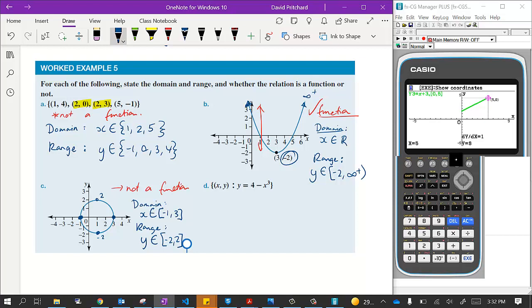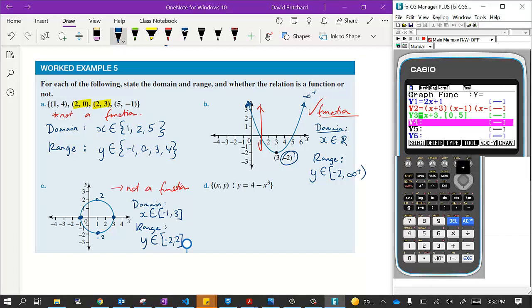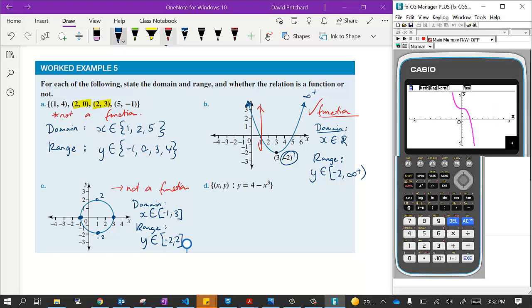So we're saying we've got a set of ordered pairs, and to calculate y we take x cubed. Now if we don't know what that looks like, we can use our graphics calculator again. So we'll turn this one off, we'll put this one in. So we've got 4 take x cubed. And there's our graph, so we can draw this one in.